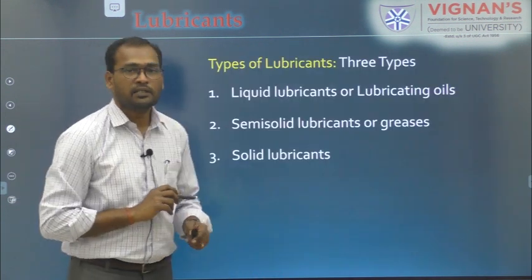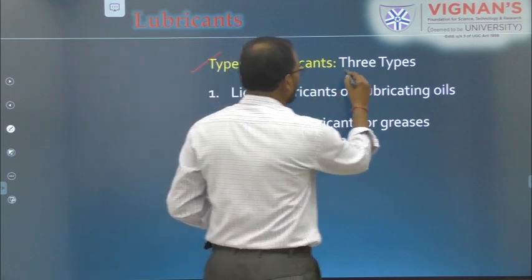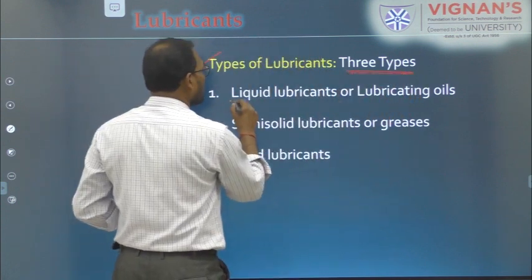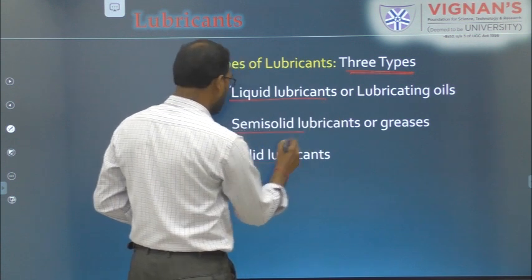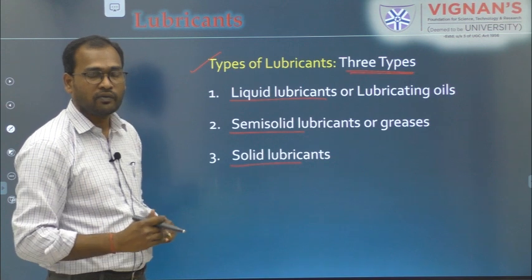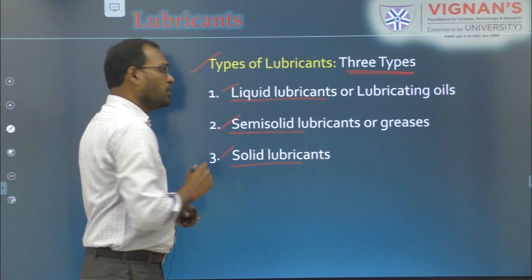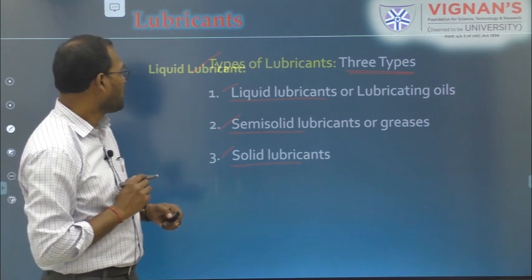Next comes the types of lubricants. Once again, there are three types: one is liquid, the other is semi-solid, and the last is solid. Depending on the nature of the material, we have liquid, semi-solid, and solid lubricants. We will see them one by one.